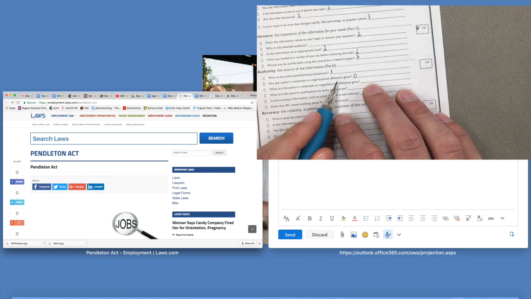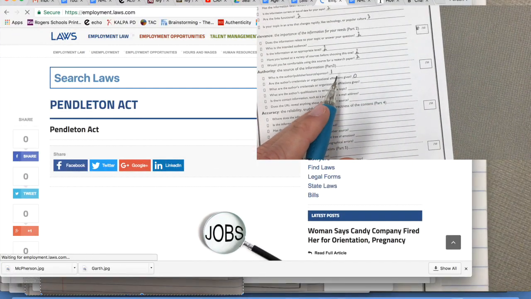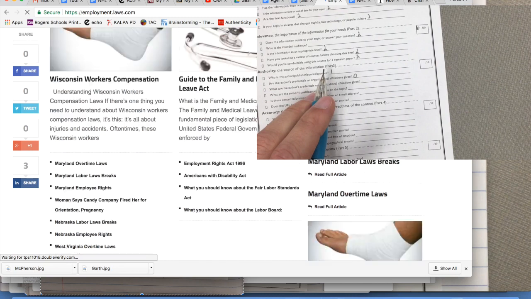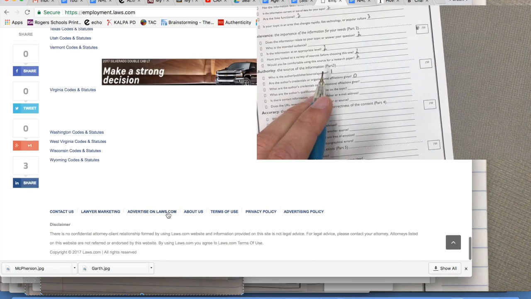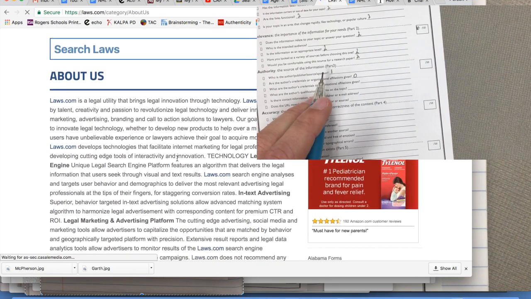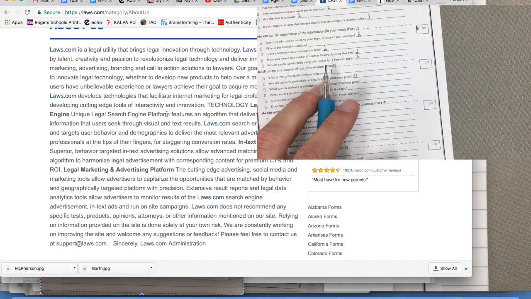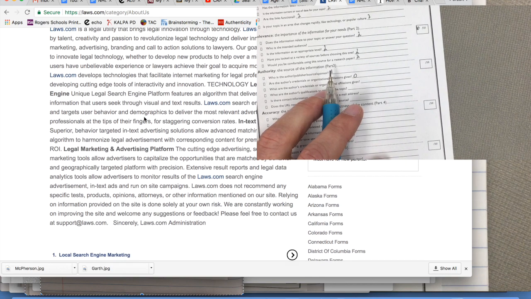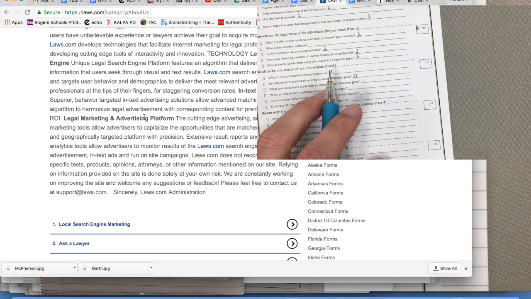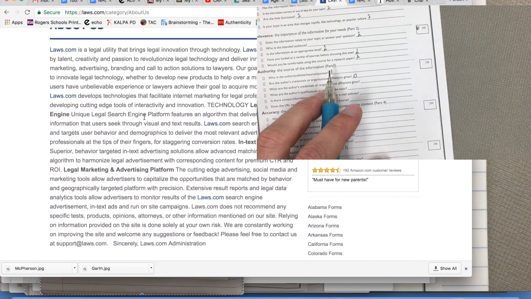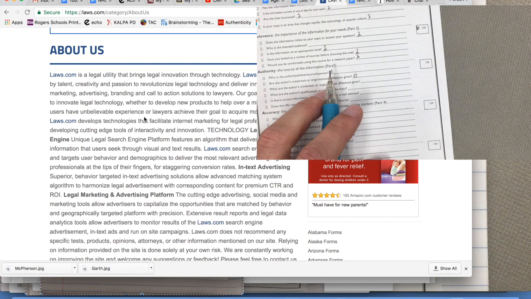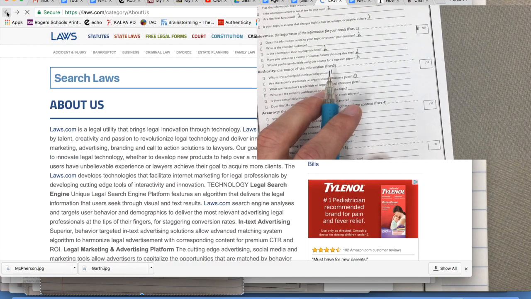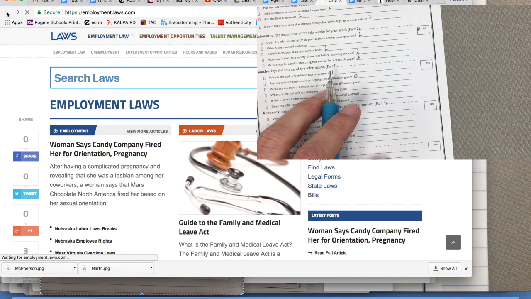One thing I could look at is, I wonder if there's any sort of about. So that's the other thing, there's no contact us, about us. Here we go. Laws.com is a legal utility that brings legal innovation through technology. It's driven by talent, creativity, and passion. Okay, here we go. Legal and marketing as the legal search engine, blah, blah, blah. Okay, so this doesn't really tell me anything about them. They care about legal technology, or using tech to promote legal things.